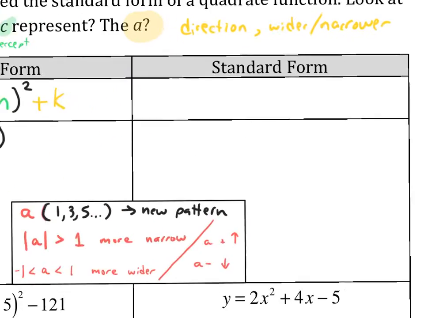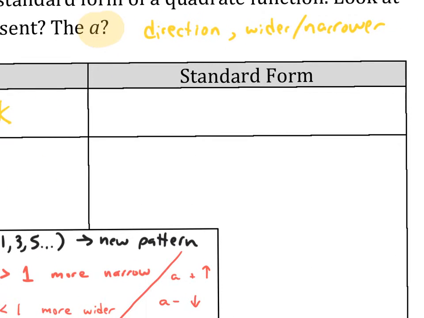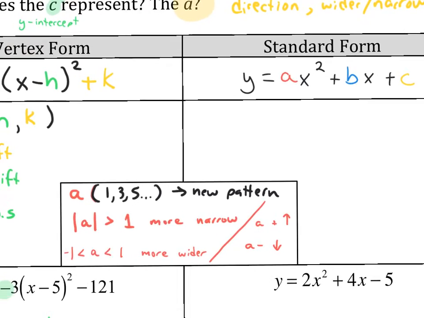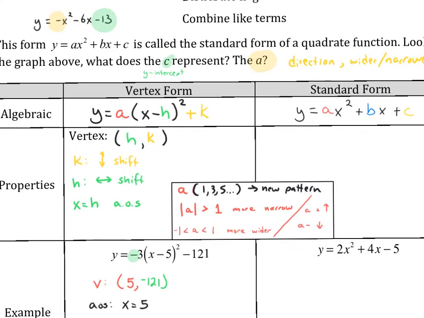All right, let's talk about standard form now. So this is what standard form looks like. So we've already said y equals, but now we have an ax squared plus bx, and lastly plus c. A couple things we want to point out is everything that's true about a before is exactly the same as true now. If a is positive, this whole parabola opens upward. If it's negative, then the whole parabola opens down.